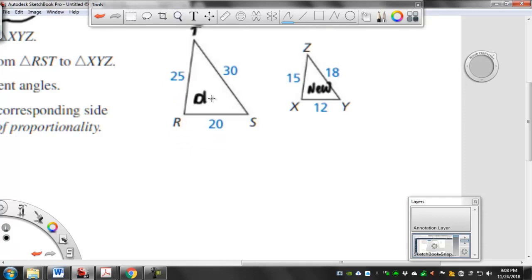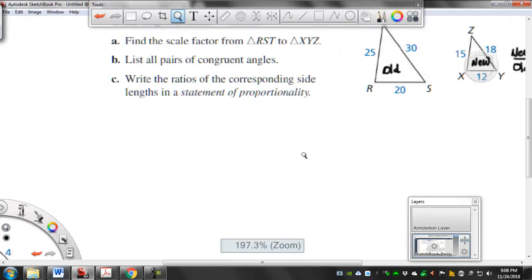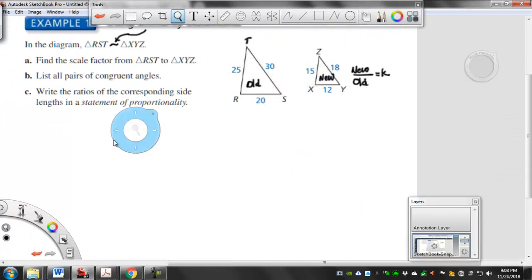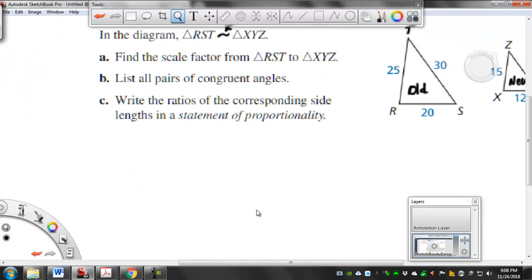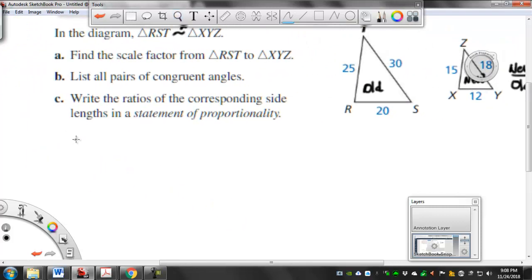And if you look at what we're doing here, this is a new one right here. This is the old. We can use the idea of that scale factor. If I take the new one, divide it by the old, that's going to give us the scale factor K. So this ties in with what we call our similarity statement and how we look at the ratio between these two sides. So the first thing we have to do is write what I call corresponding statements. Corresponding ratios.